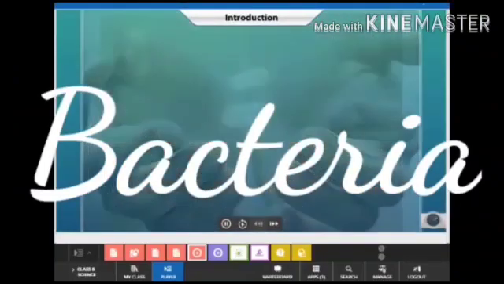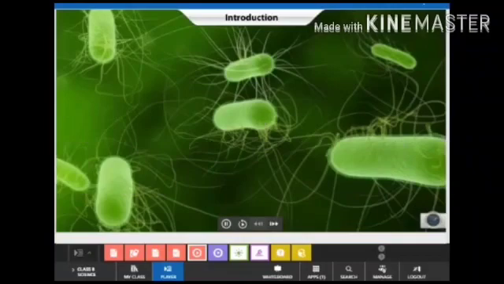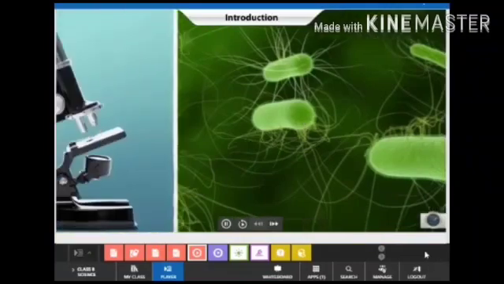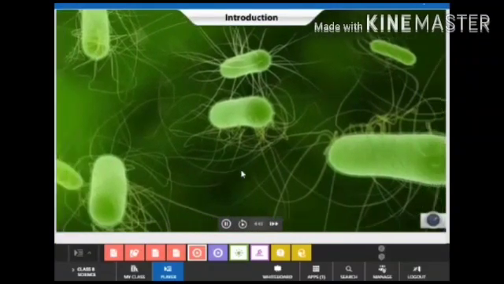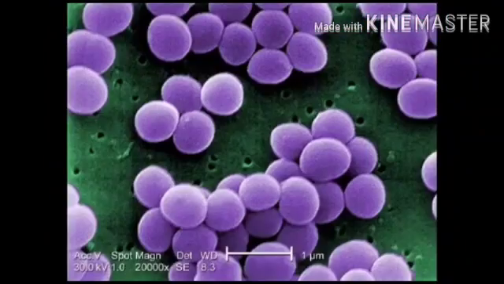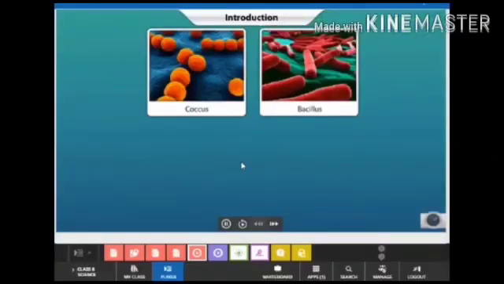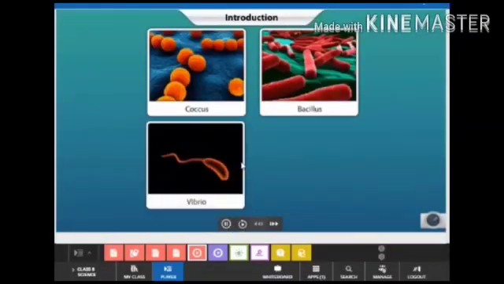Let's see the topic bacteria. Bacteria are single-celled prokaryotic organisms. What is meant by prokaryotes? Pro means before, karyote means nucleus. So, it does not contain a true nucleus. Usually the nucleus is surrounded by the nuclear membrane, but in prokaryotes, the nucleus is not covered by the nuclear membrane. So, these organisms are called prokaryotic organisms. They are considered to be the first living organisms on Earth. Bacteria are grouped under the kingdom Monera. The study of bacteria is called bacteriology.